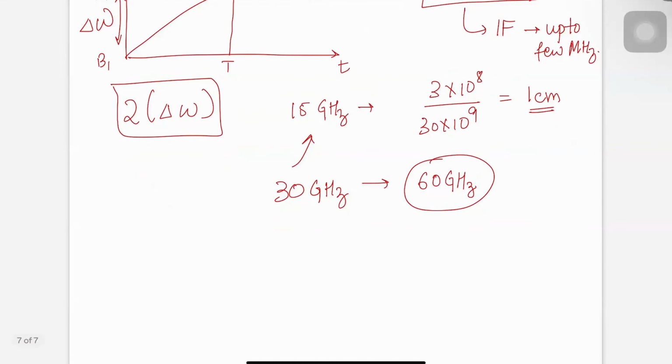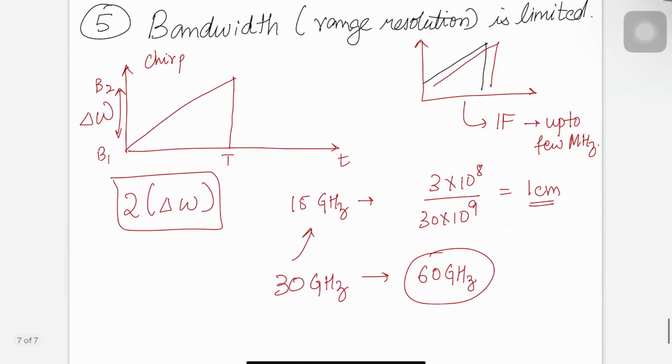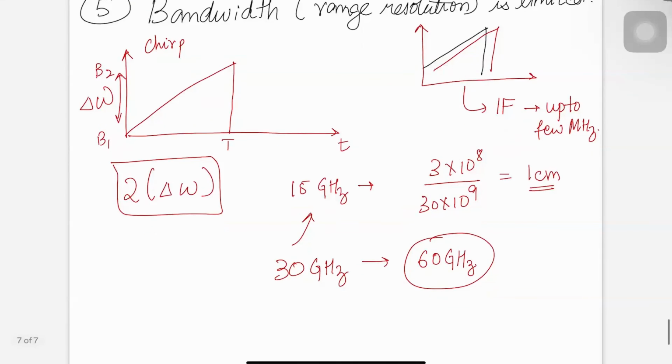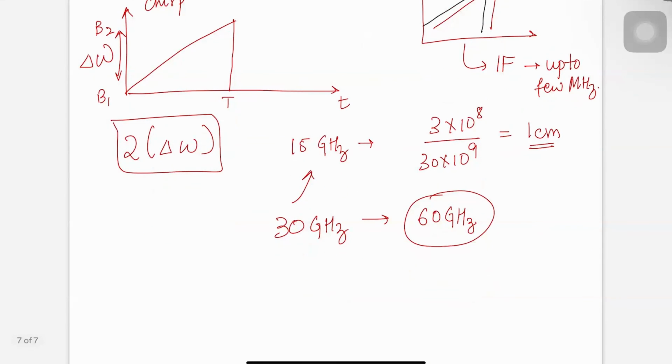So typically you're limited in bandwidth to hundreds of megahertz to maybe 1 to a couple of gigahertz. You can't go beyond that. So that's why the range resolution of pulse radar systems is very limited. And that's why for millimeter wave or very high resolution radars, nobody uses pulse radars.